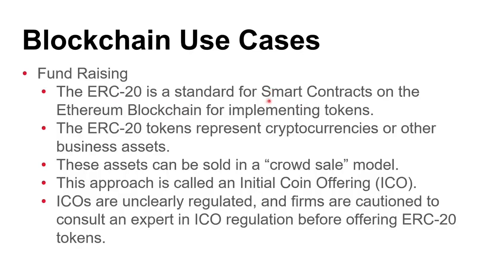Also, fundraising. We talked about this as far as ICOs. The ERC20 is a standard for smart contracts on the Ethereum blockchain, but this can also be used on other blockchains as well. So we can tokenize assets, and the assets can be sold in a crowd sale model. This approach is called an initial coin offering, or ICO. With ICOs, the regulation is a little unclear, and firms are cautioned to consult an expert in ICO regulation before offering ERC20 tokens.